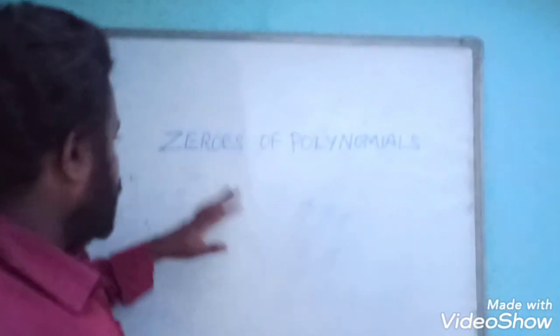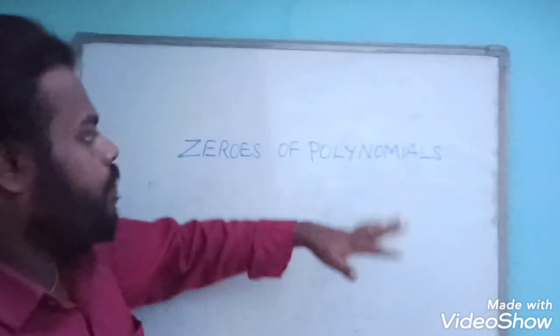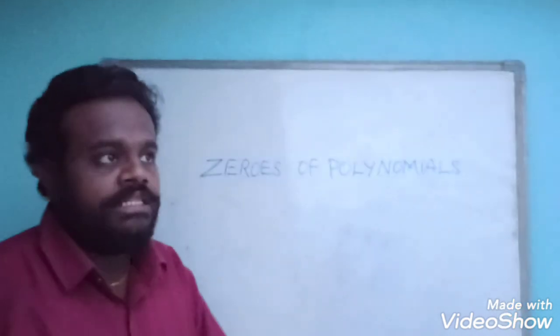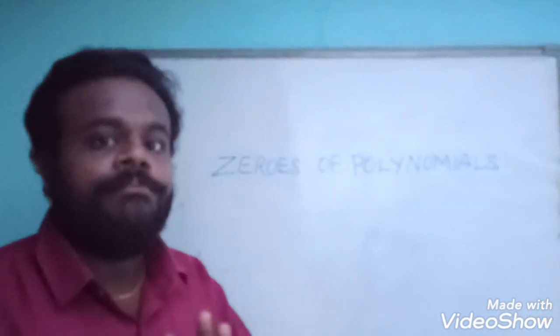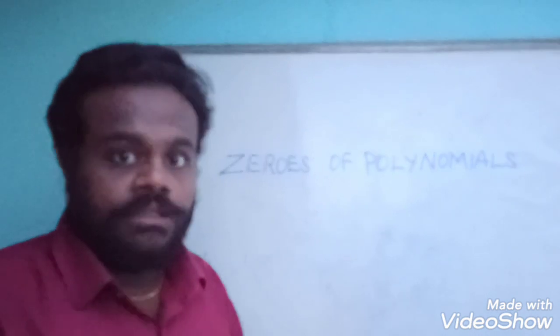Students, today we have to see zeros of polynomial. What is meant by zeros of polynomial? We take p of x equal to any expression with any exponent, so that p of x becomes 0. That value we call a zero of the polynomial.